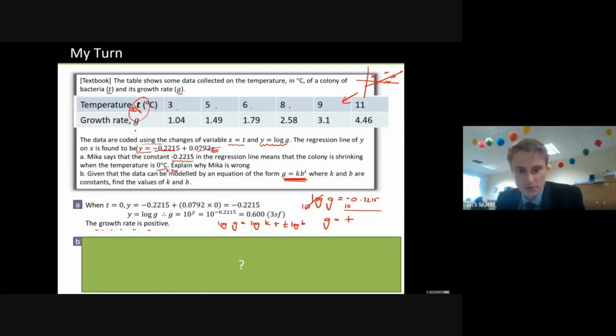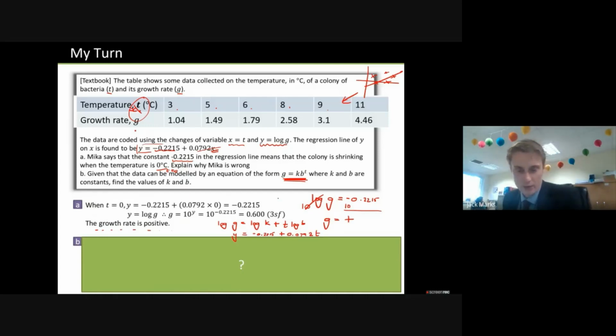And then what we do, hopefully this is revision, is we map them to each other. So that is the format of a straight line. Log k is just a number, so that must be the part that is the intercept. So that's that part there. T is a variable, t changes. So t is like the gradient. And log b is a number. So that must be the 0.0792.